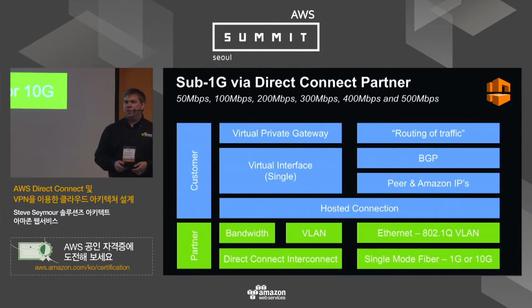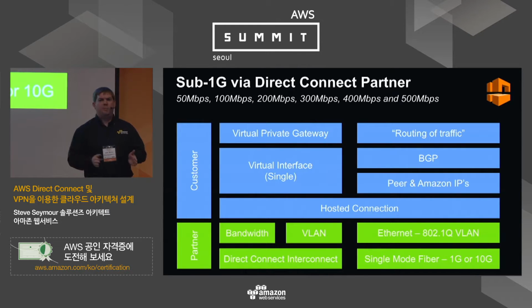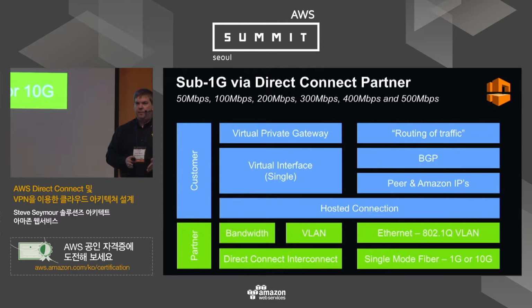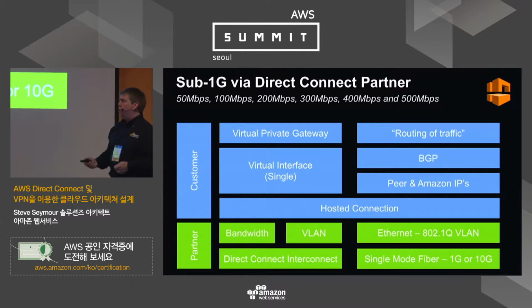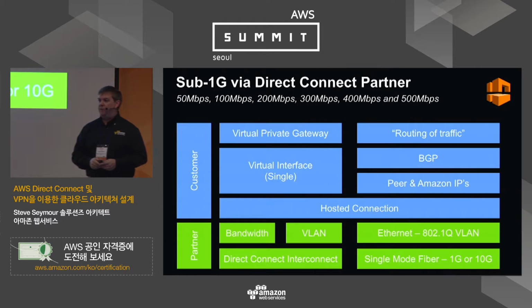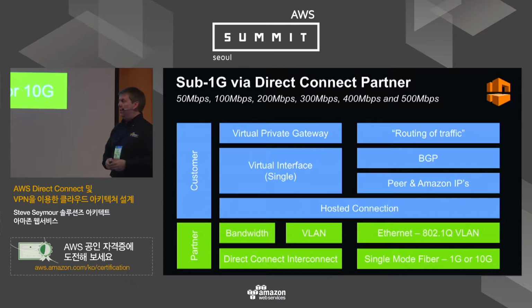One further variation is if you take a smaller amount of bandwidth than 1 gig. So if you're going to use 50, 100, 200, 300, 400, or 500 meg, you can obtain that service from a partner. Now, in this case, the partner has an interconnect with AWS. They will provision a VLAN and an amount of bandwidth for you, and then in your customer console, you will see a hosted connection. So this is for smaller amounts of bandwidth, less than 1 gig or 10 gig.